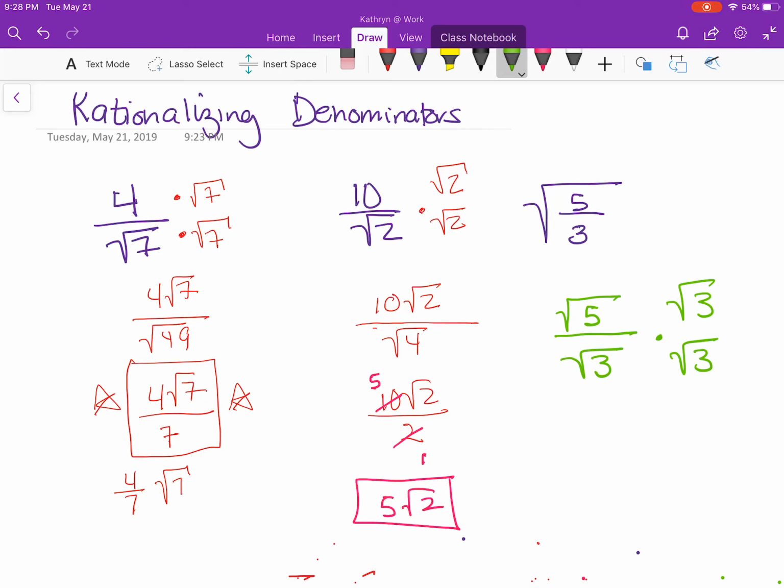Square root of 5 times the square root of 3 is the square root of 15. That's in the numerator. And then in the denominator, I have the square root of 3 times itself, which will be the square root of 9, and the square root of 9 is just 3. You can also think of this as square root of 3 squared.